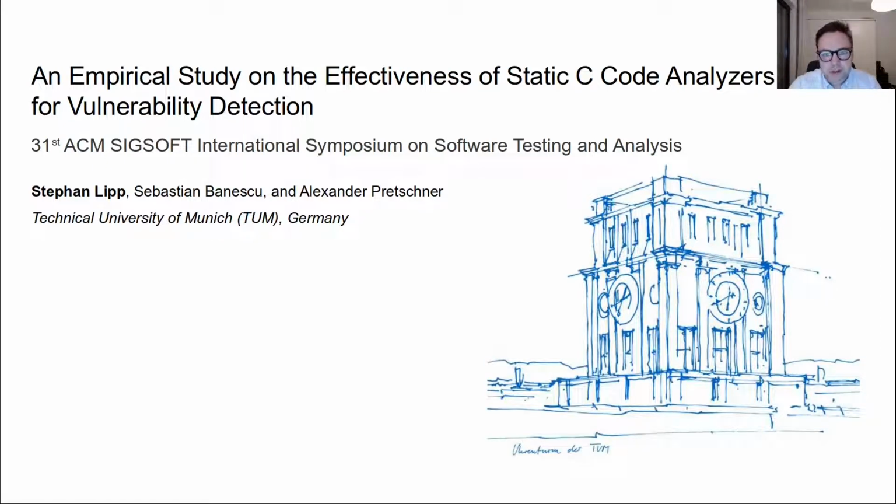I'm a PhD researcher at the Technical University of Munich, and I'm going to present a paper, an empirical study on the effectiveness of static C code analyzers for vulnerability detection. This is joint work with Sebastian Banesco and Professor Alexander Bretschner, who are both with TUM.